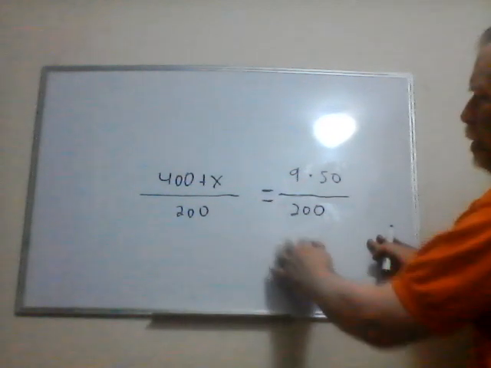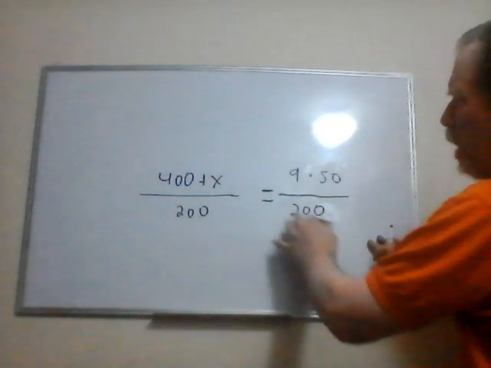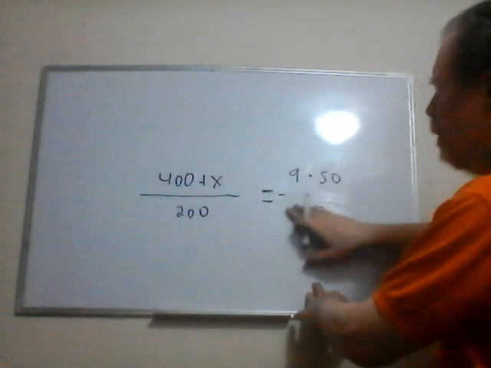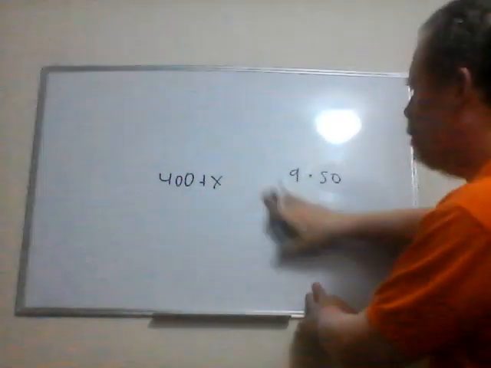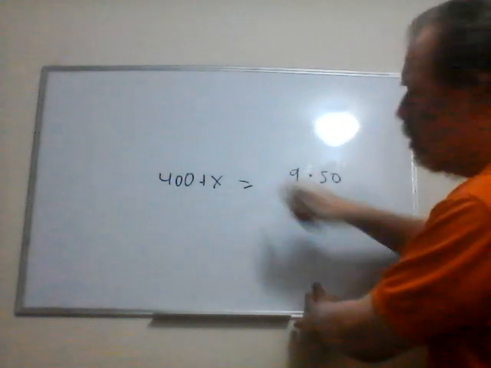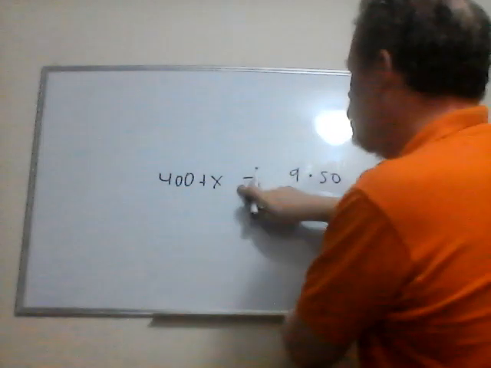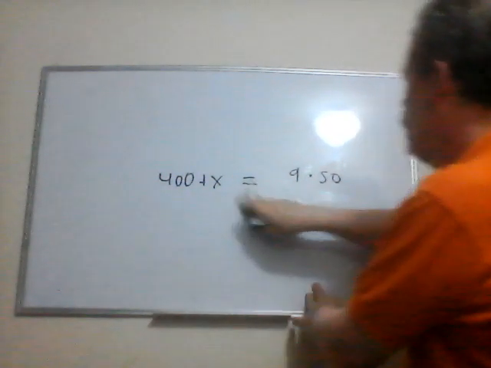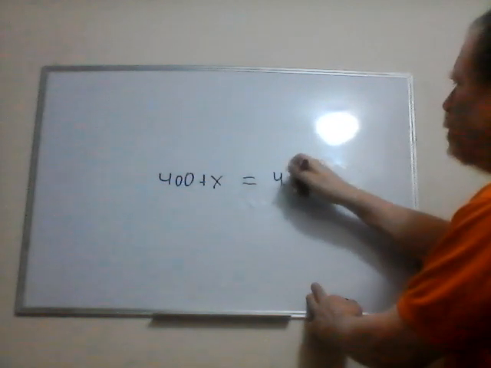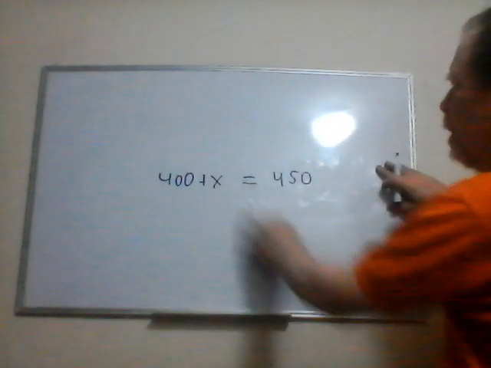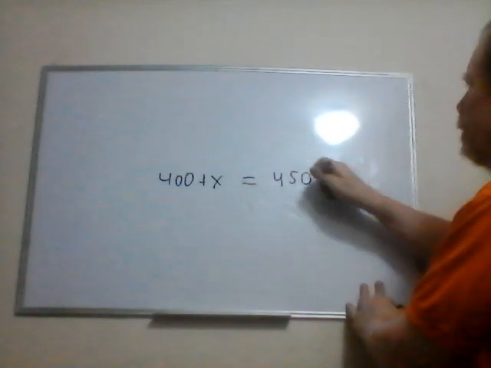And at that point, you don't need these denominators. You can multiply both sides of the equation by 200. The denominators go away. 9 times 50 should be 450. I'm not sure that's why they said you needed a calculator. Maybe. And we are very close.